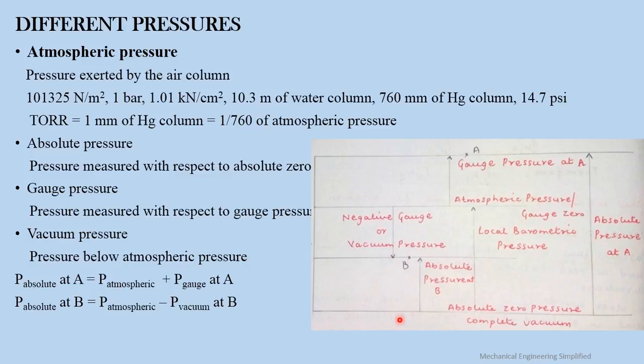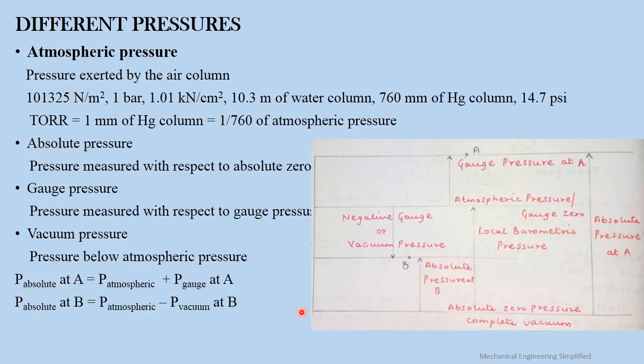Here, this is the absolute zero pressure or the complete vacuum, this is a point A and this is a point B, and this is the atmospheric pressure. As you can see, point A is above the atmospheric pressure, so this distance is the gauge pressure at A, and at B we have the negative gauge or the vacuum pressure. To calculate the absolute pressure at A and at B: absolute pressure at A is equal to atmospheric pressure plus gauge pressure at A, and the absolute pressure at B is equal to atmospheric pressure minus the negative gauge or vacuum pressure at B.